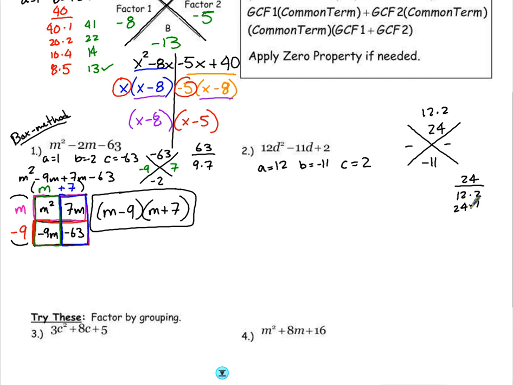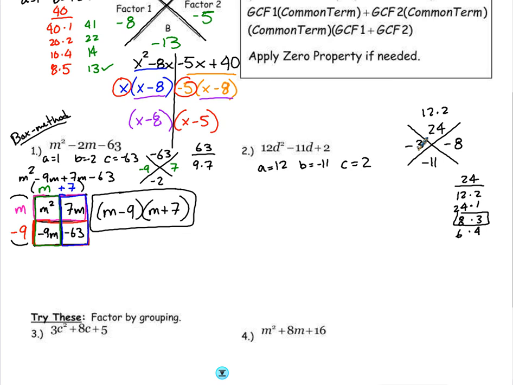Does 3 and 8 work? Yeah. How about 6 and 4? That's true. But when I look at their sums, the only two that add up to 11 is 8 and 3. So I'm going to put 8 and 3 there as my two factors. So at this point you can choose your method. You can do factoring by grouping. You could also do the box method.